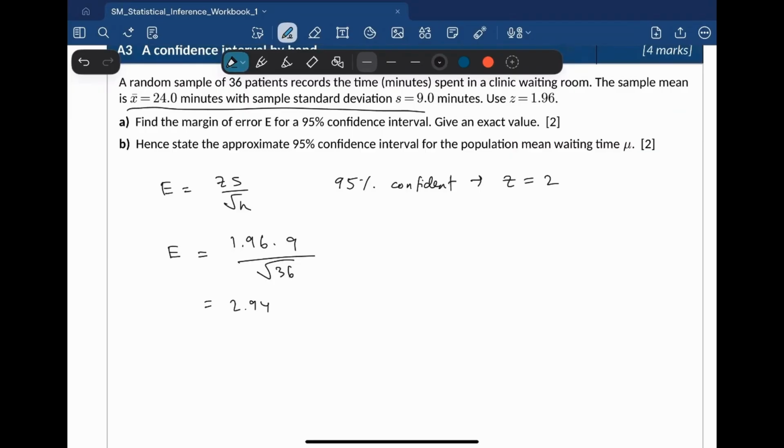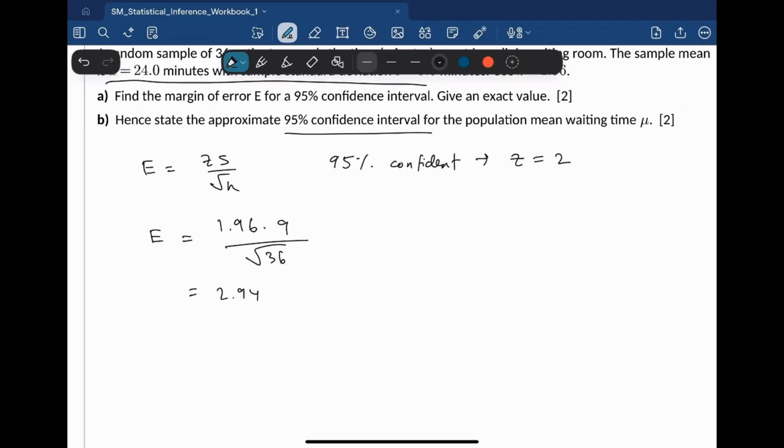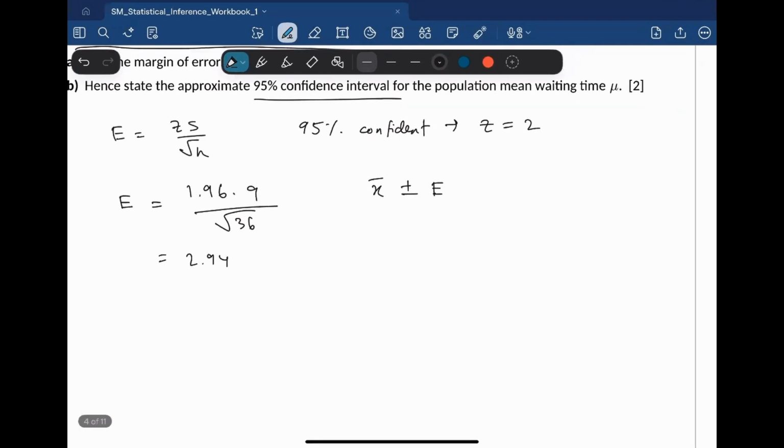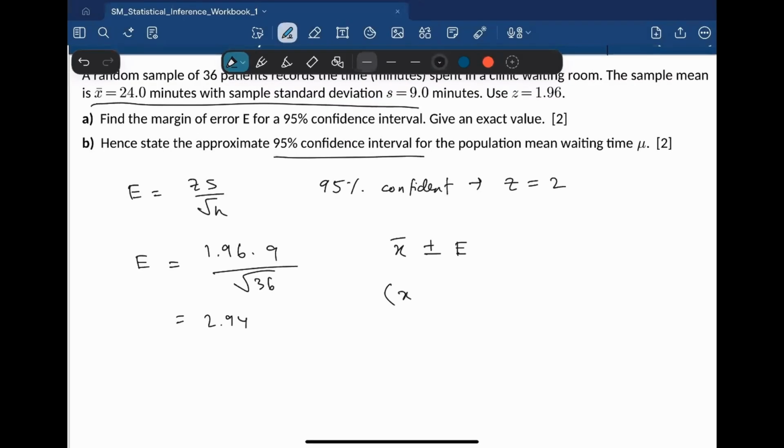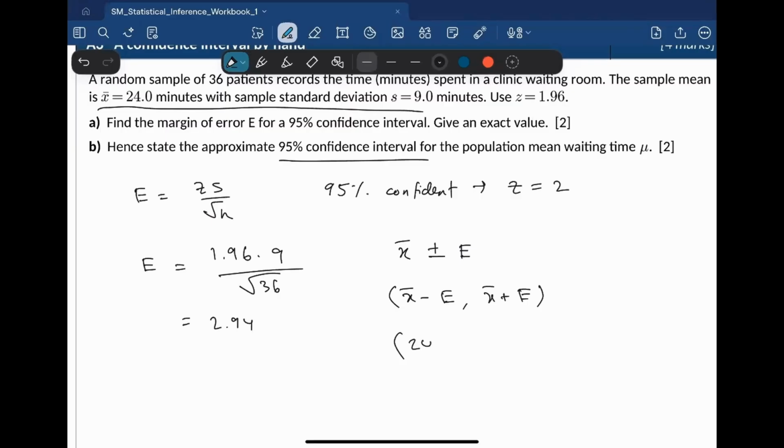Now we have to state the confidence interval. So that would just be your sample mean plus or minus the error, because the error can be above the mean or it can be below the mean. We express it in bracket notation. So it will be x minus E and x plus E. It's 24, so it will be 24 minus 2.94 and 24 plus 2.94: 21.06, 26.94. Great, so that's our confidence interval.